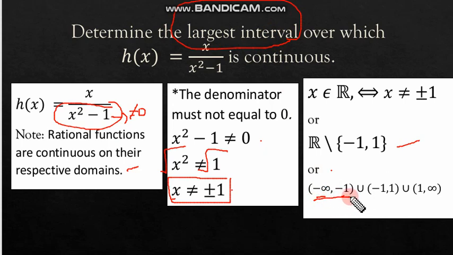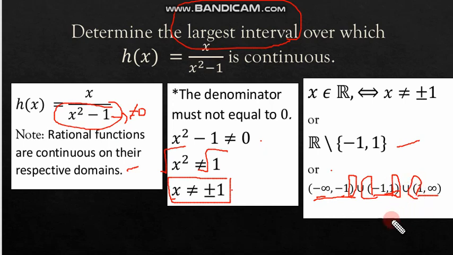From negative infinity to negative 1, our function is continuous there. And also from negative 1 to 1, our function is also continuous on that interval, and from 1 to positive infinity. So we can see that we use parentheses.